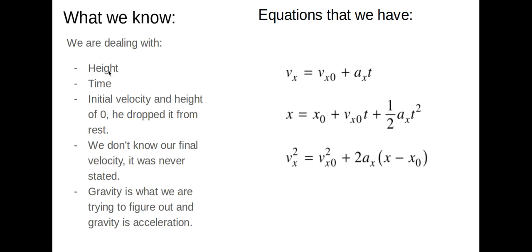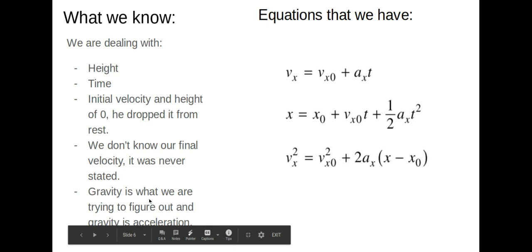We have height, so that's something we know. We have time. In the problem, it said the boy dropped the ball, so I'm assuming its initial velocity is 0. It's not moving. He said he dropped the ball from rest, and on the data table you could see initial time and height was 0. No idea what our final velocity was. And we know gravity is what we're trying to figure out.